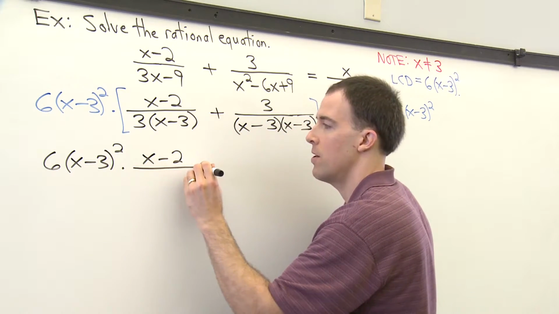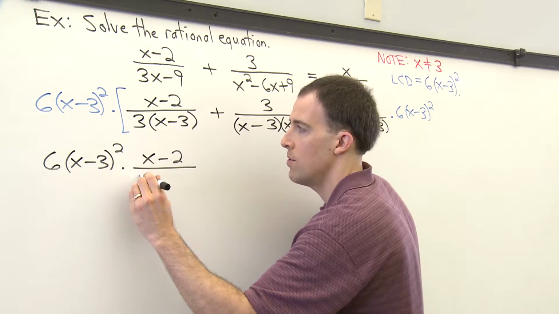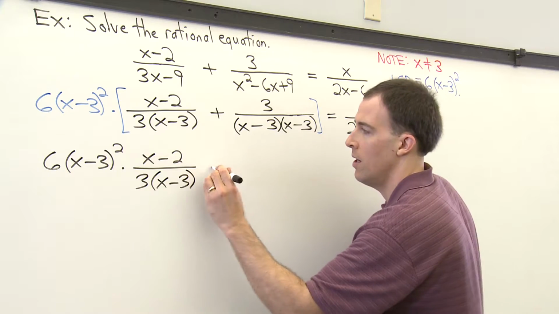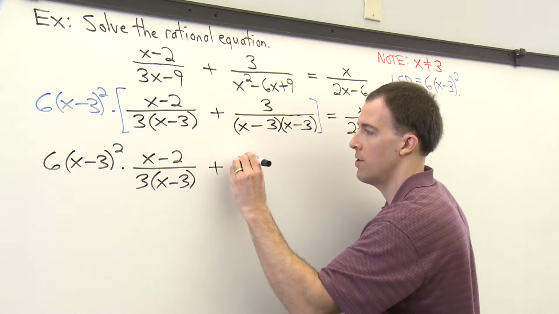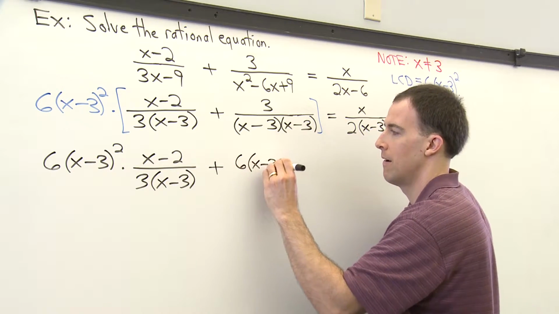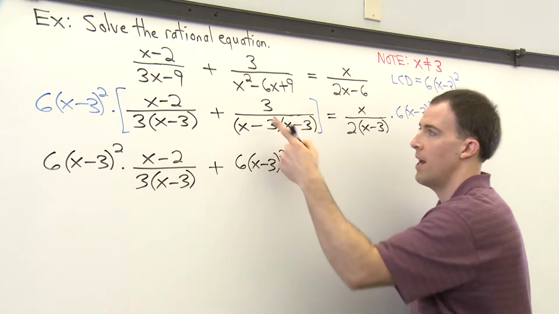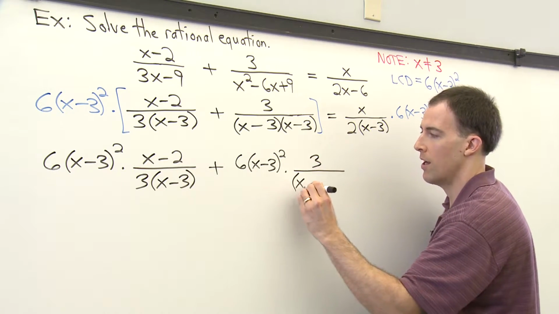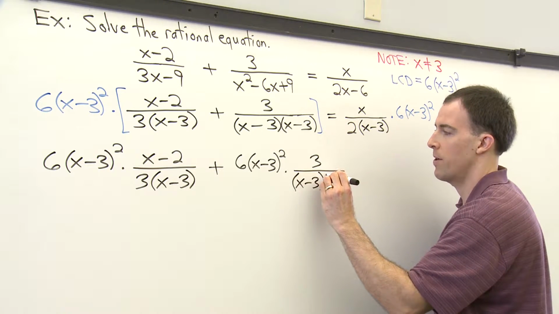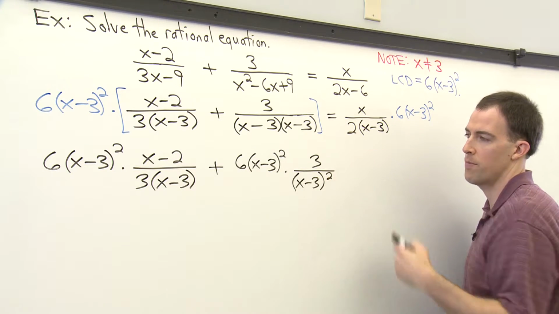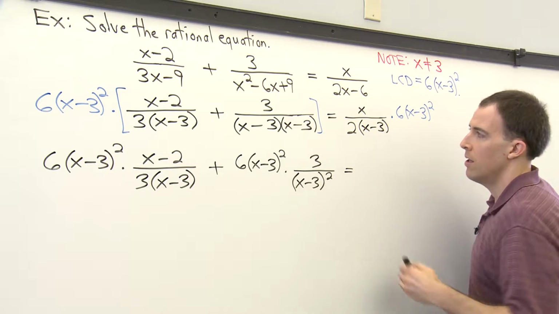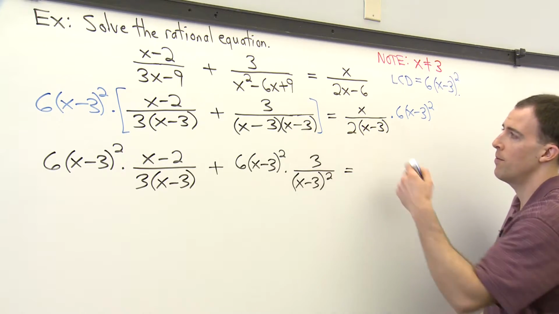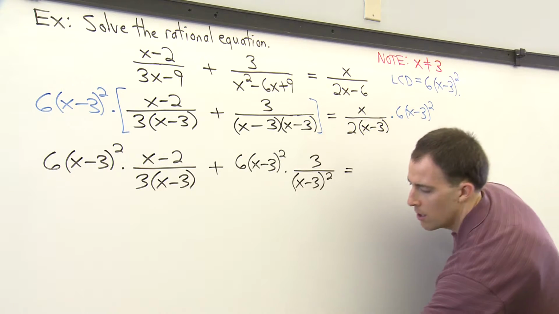So 6 times (x − 3) squared times (x − 2) all over (x − 3), and then plus the 6 times (x − 3) squared times the second fraction on the left, 3 over (x − 3) times (x − 3), which can just be written more simply as (x − 3) squared. And then on the right side, there's no distributing that needs to take place. There's just a single term on the right.